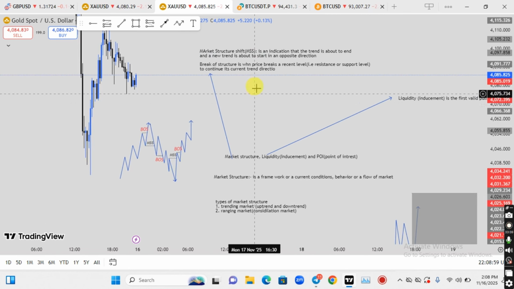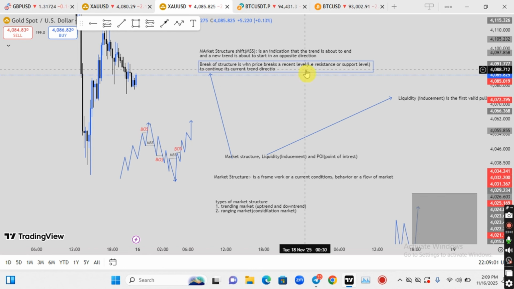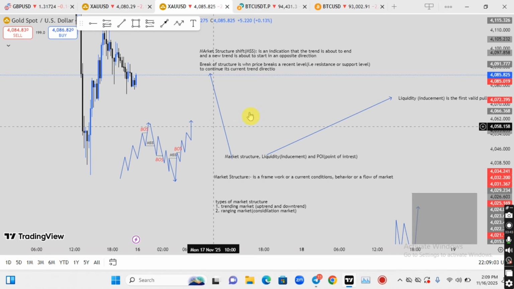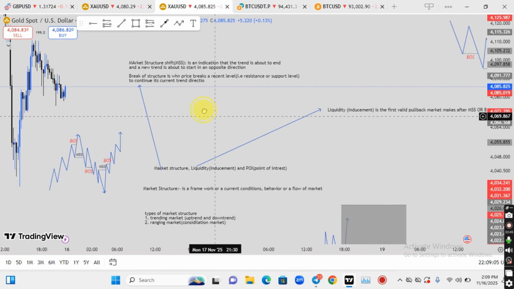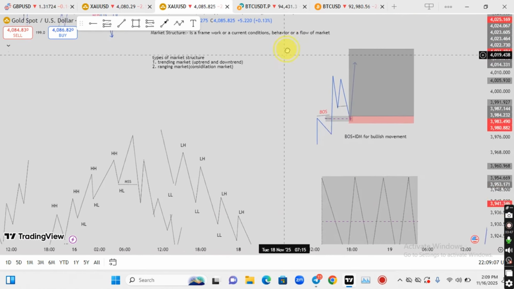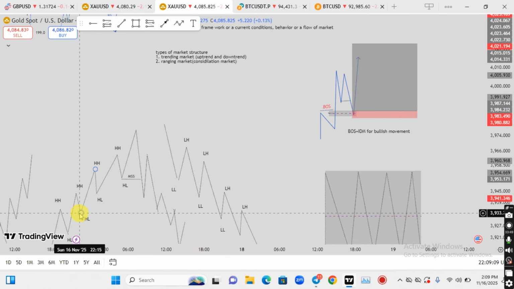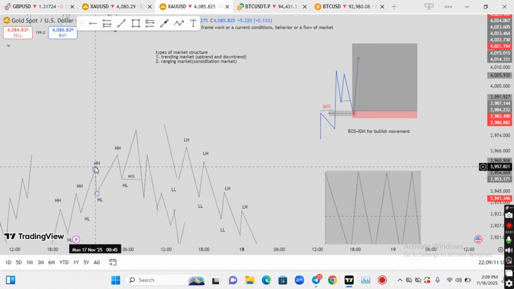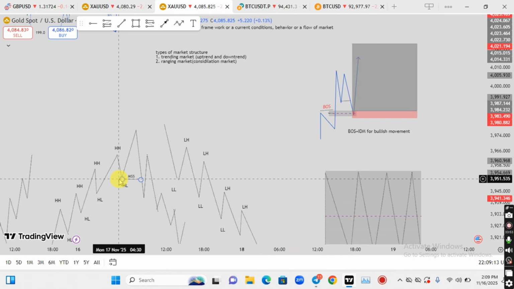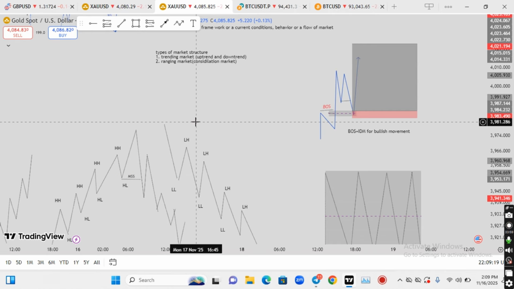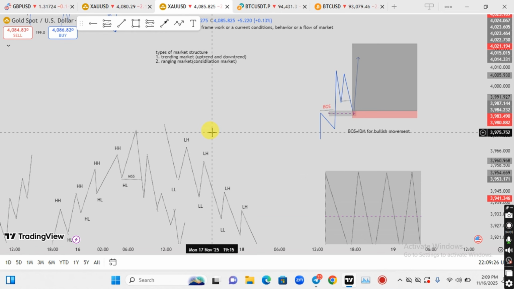Break of structure is when price breaks a recent level, such as the resistance level or support level, to continue its current trend. Price breaks levels like this. Price is breaking level here, pulls back, continues its upper trend. It's just creating trends up levels, right? So it's in a continuous trend. Break of structure is a continuous trend, while market structure shift is a change of trend.